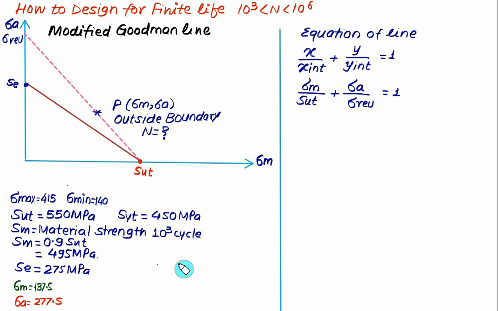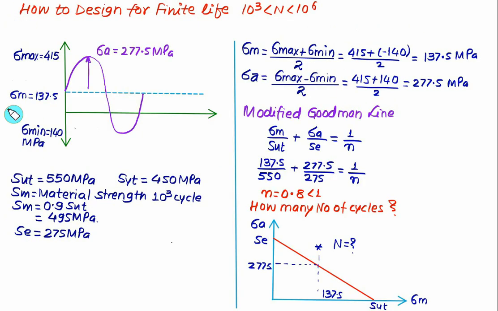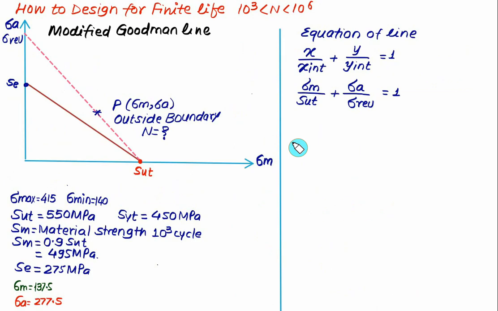The numerical that we have taken as an example has a maximum stress of 415, minimum of 140, mean stress equal to 137.5 and amplitude of 277.5. So the same example we'll take here. Mean stress is 137.5, amplitude stress is 277.5, SUT is 550, endurance strength is 275 and SYT is 450. Now remember, this method works only for the modified Goodman line.